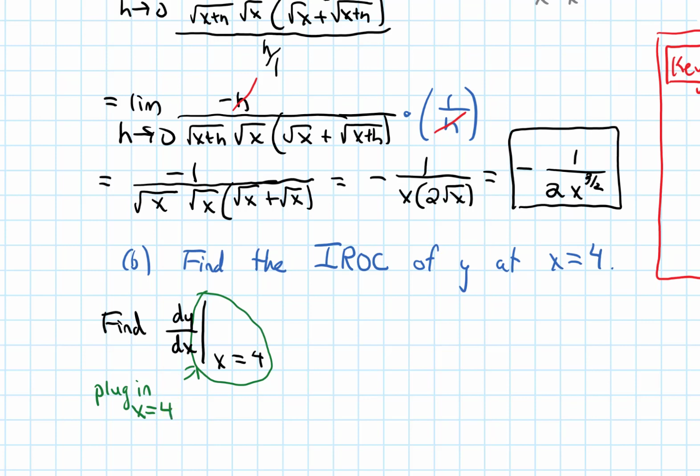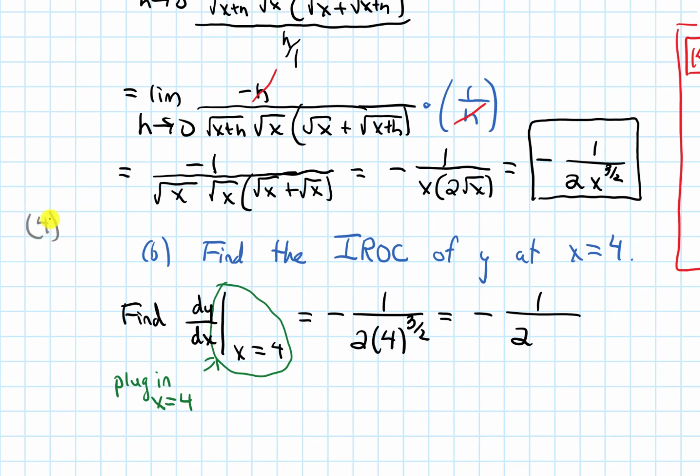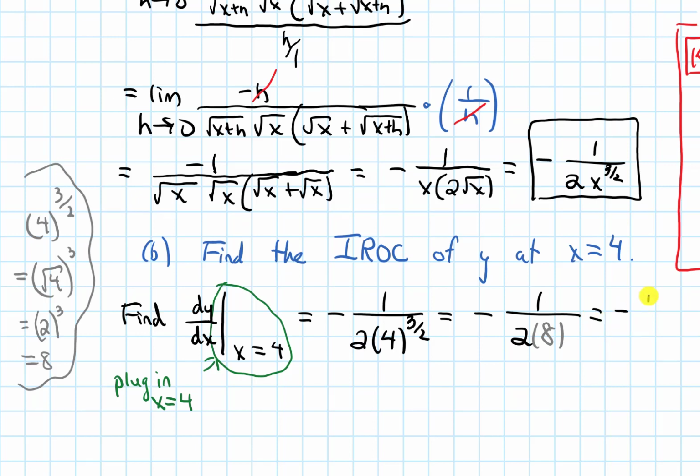So if we do that, we get negative 1 over 2 times 4 to the 3/2, which equals negative 1 over 2 times... and now I've got to figure out what 4 to the 3/2 is. So let's do a little review of fractional exponents. 4 to the 3/2. Well, having that 2 on the bottom means I take a square root. And then the 3 on the top means I cube that. So square root of 4 is 2. And then I'm going to cube 2 to get 8. So that is what 4 to the 3/2 is. It's just 8. So this gives us negative 1 over 16.